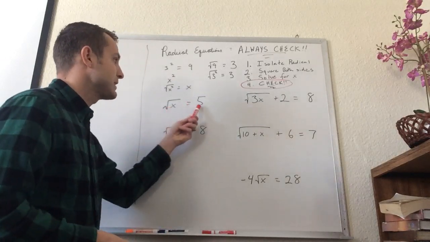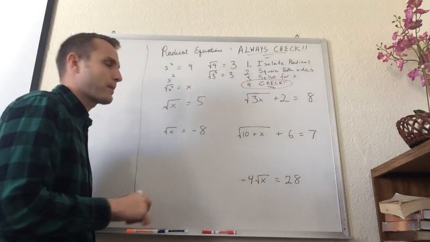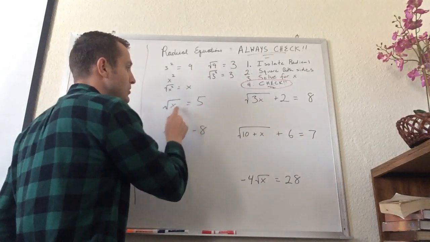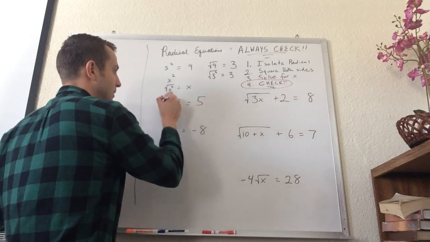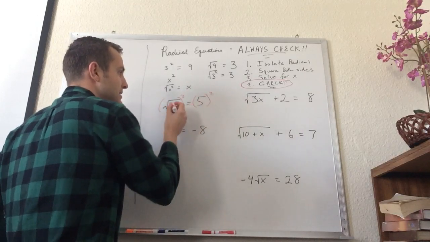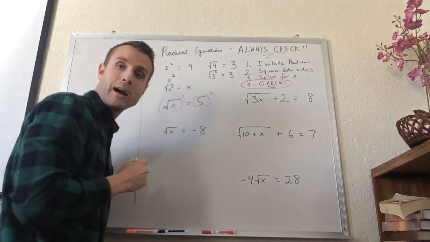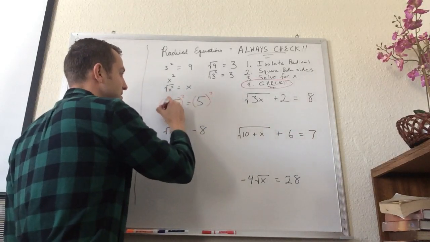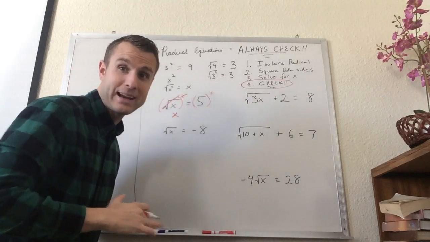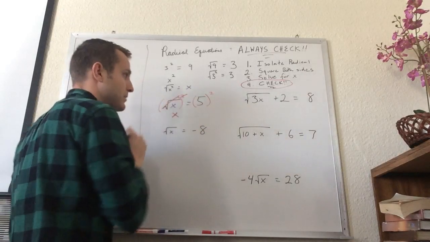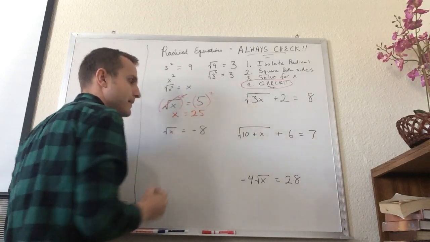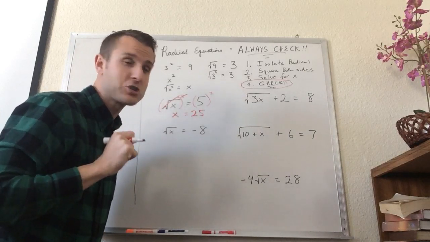So I have the square root of x equals 5. First step, isolate the radical. The radical is already by itself, so I don't need to isolate. Step 2, I want to square both sides. So I'm going to square this side, and I'm going to square this side. Remember, the square and the radical are opposites, so when I square it, all it does is get rid of the radical. So now I'm just left with x. It doesn't make x squared, it just gets rid of the radical. 5 squared is 25.